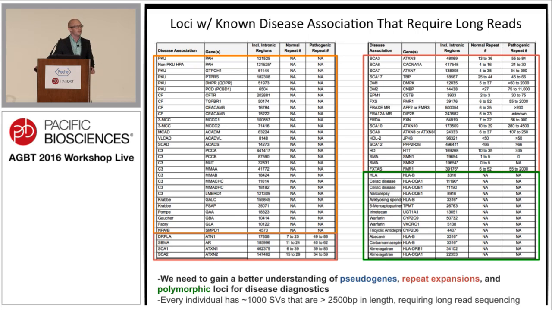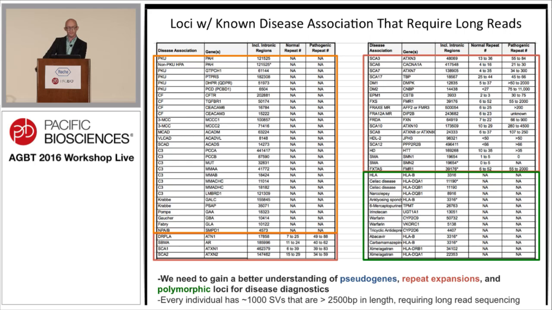Shown in red are trinucleotide repeat expansions, so everything from polyQ disorders to an example that I'll show later with a hexanucleotide repeat for C9orf72. And then in green, polymorphic regions for the pharmacogenomic targets that were discussed in the last talk. So it's really important to understand the allele breakdown across the population to reposition drugs.